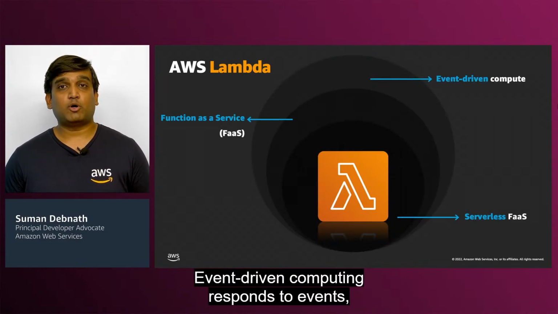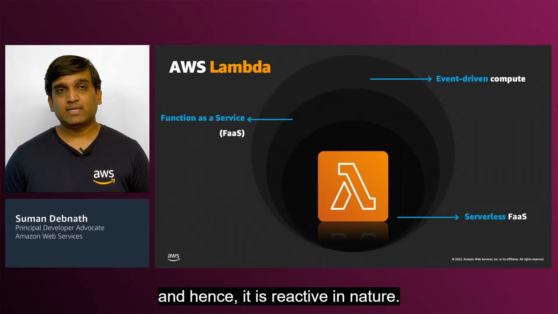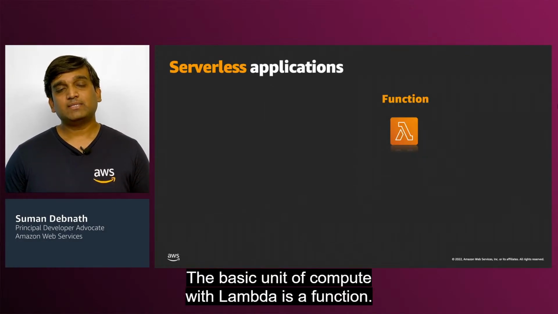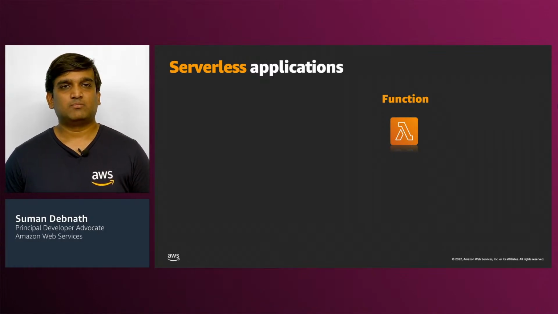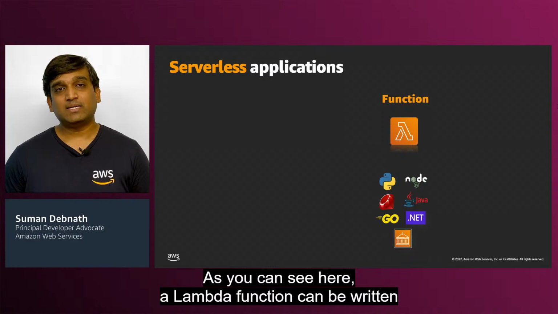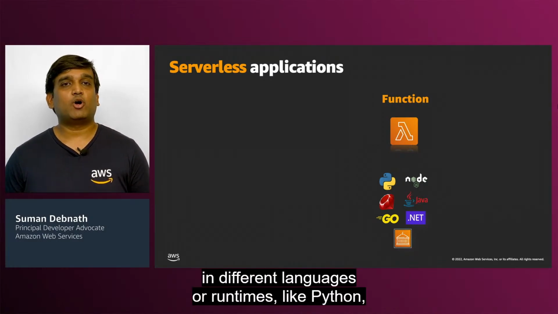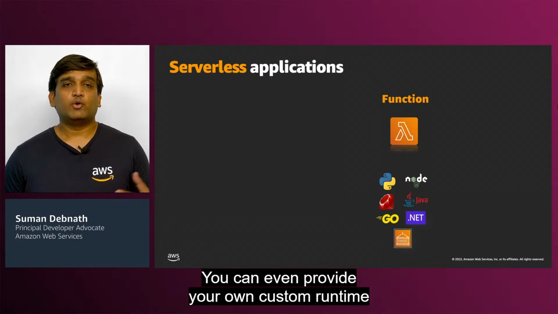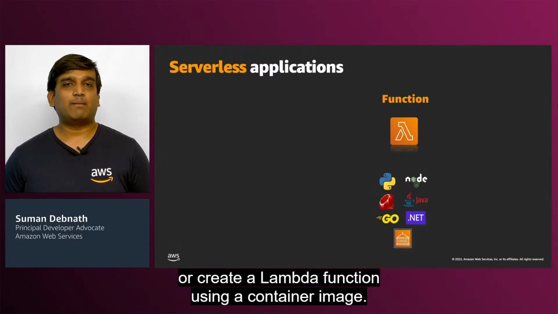Event-driven computing responds to events, and hence it is reactive in nature. The basic unit of compute with Lambda is a function. As you can see here, a Lambda function can be written in different languages or runtimes like Python, Node.js, Java, and so on. You can even provide your own custom runtime or create a Lambda function using a container image.